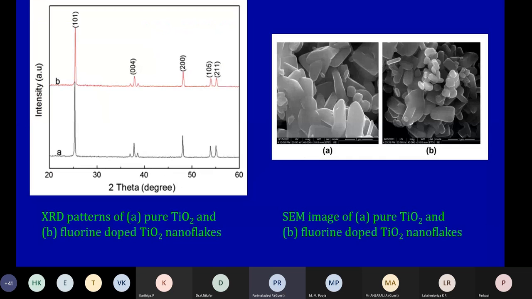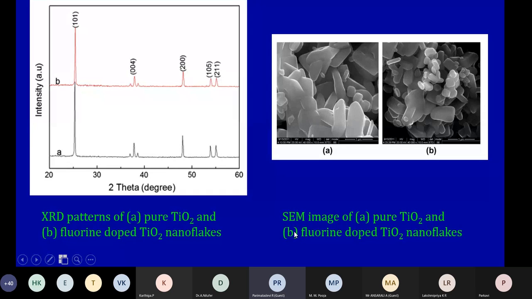Okay, so first we go for XRD. XRD is X-ray diffraction, the X-ray diffraction pattern. This shows the structure of titanium oxide, so from this we can identify the structure of titanium oxide and fluorine doped titanium oxide. There is not much change in the XRD because oxygen and fluorine have nearly the same atomic radius. So when fluorine occupies the oxygen site, there will be no change in the diffraction pattern.